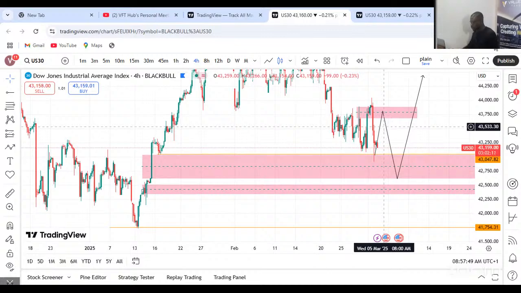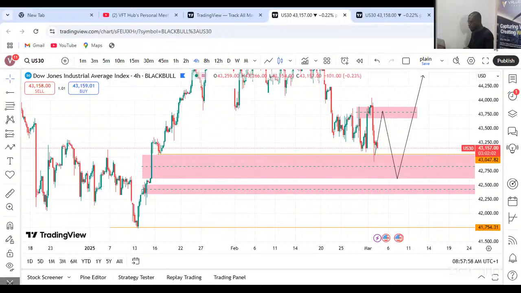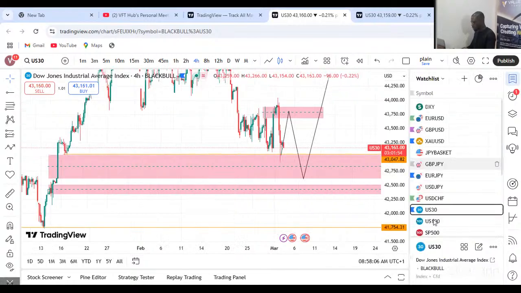Hopefully, we are going to see how markets react to all of this by New York session. That's by 2 p.m. in the afternoon. All right. So let's go to the next one, which is the US 100. That's the Nasdaq.